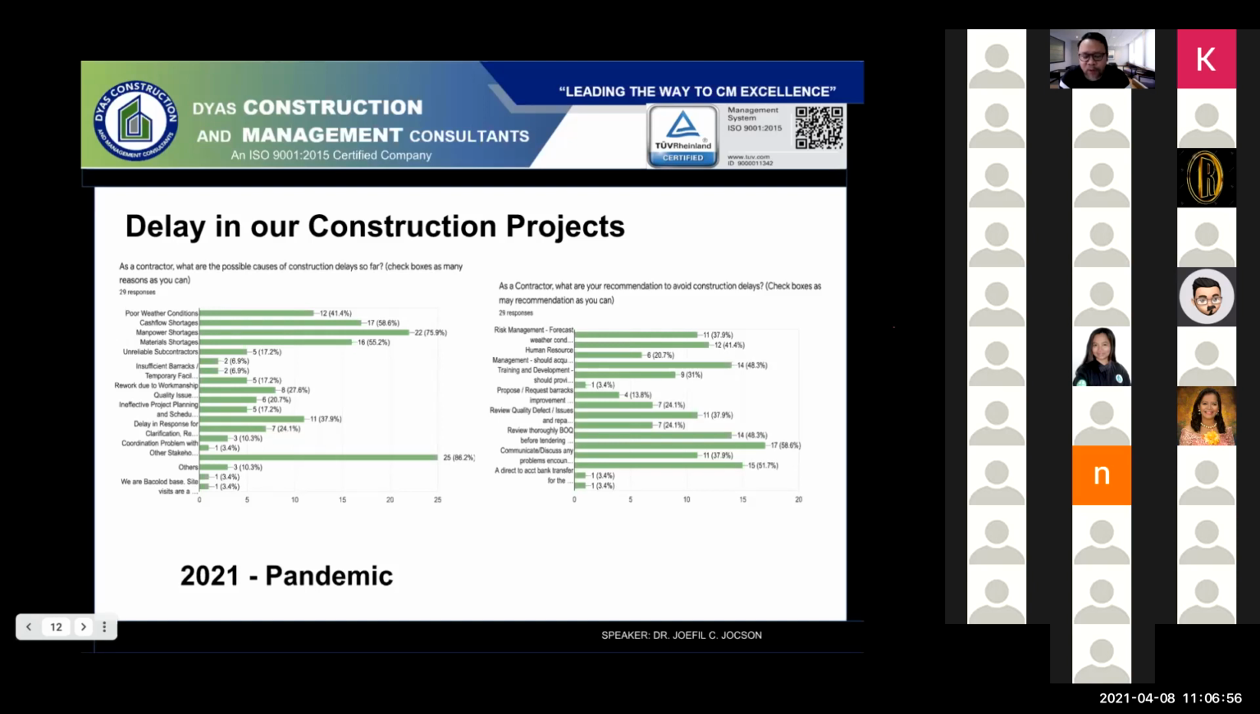So, buong mundo apektado dyan. Then the next one is, dahil sa pandemic, apektado din yung manpower natin. Manpower shortage natin. Then the next one is cash flow. The third is cash flow na naman, funds na naman. Sinasabi ko na kanina, ayaw ko na ulitin, material shortage. Oh, dahil sa cash flow, may material shortage.